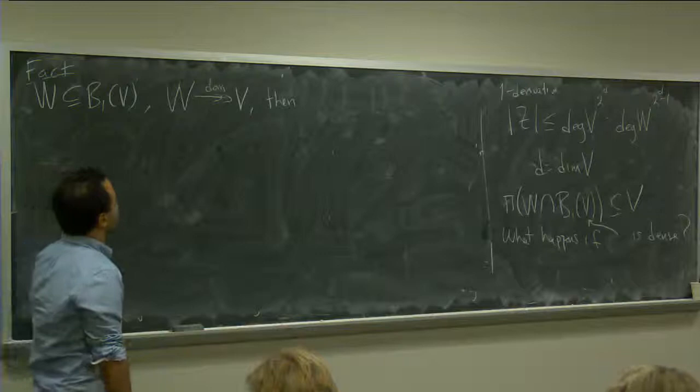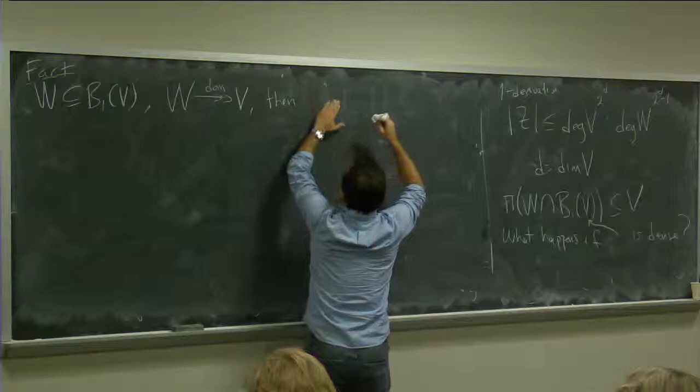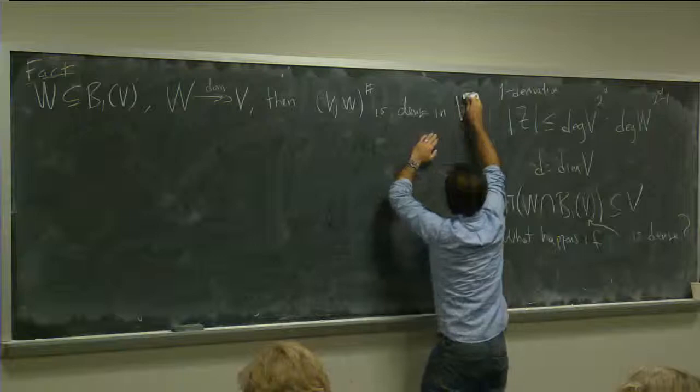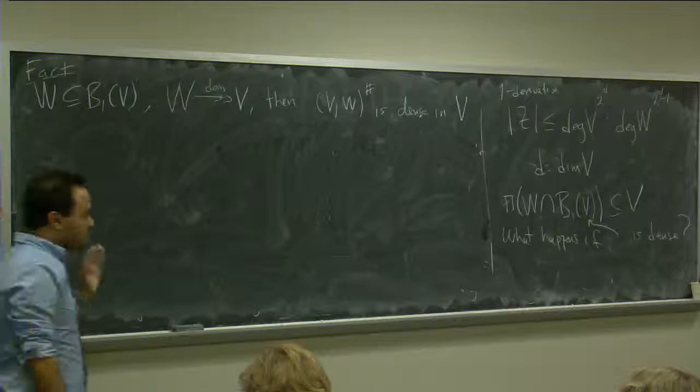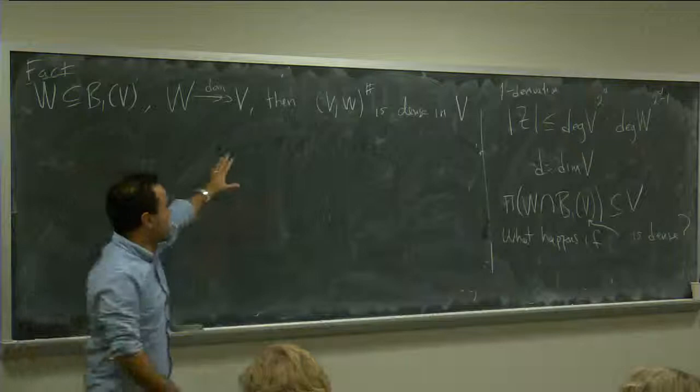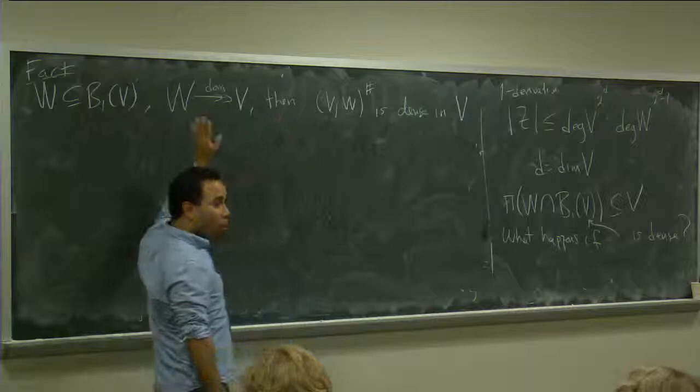Then I'm going to write it like this. Then the set we were talking about is dense in B. In particular, it's infinite. As long as the dimension of B is not zero, B is an infinite set. Once you have that something projects dominantly, then this set will be infinite. This is a fact. In the ordinary case, again, I'm assuming here one derivation.